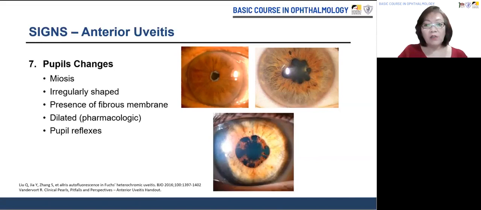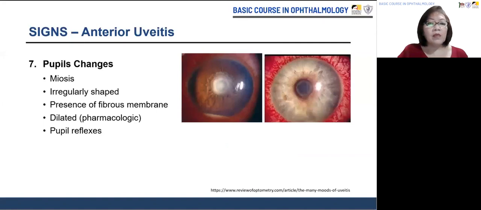Pupil changes in uveitis include miosis, which occurs due to spasm of the ciliary muscle and contraction of the sphincter pupillae muscle. You can also find irregularly shaped pupils in patients with uveitis, which results from adhesions between the iris and lens, what we earlier referred to as posterior synechiae. In some patients, severe inflammation can lead to membrane formation at the pupillary area.